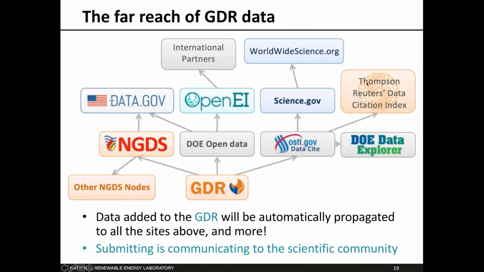Even Thomson Reuters data citation index will generate a mini press release for every data set that's submitted to the GDR. It's rare, but we have seen instances even of news agencies picking up on that and writing articles or stories about certain projects that have come through the GDR, which is pretty exciting. So that's the goal of the GDR and what we're doing, and I'll go through the submission process here in a moment.